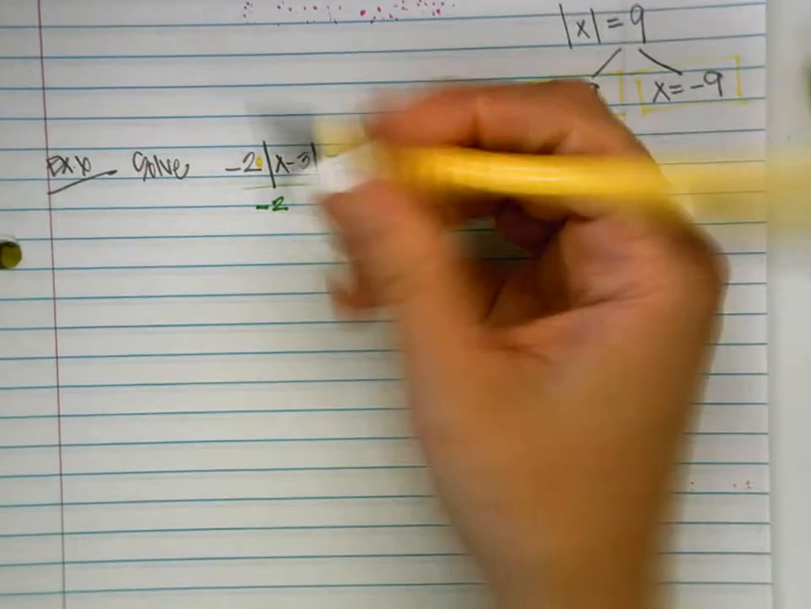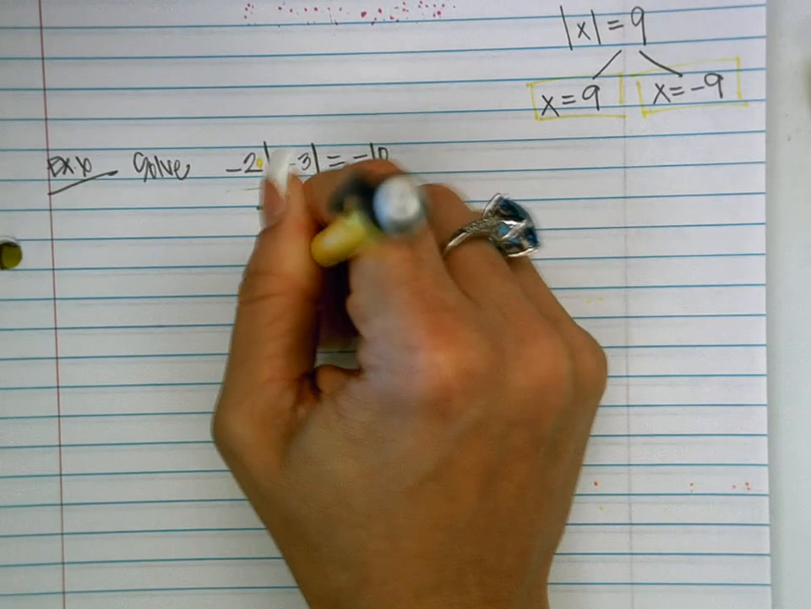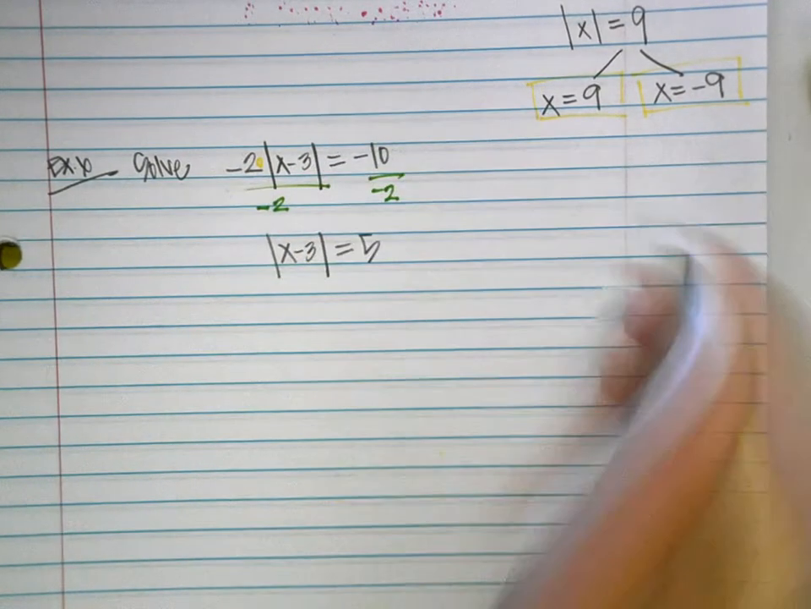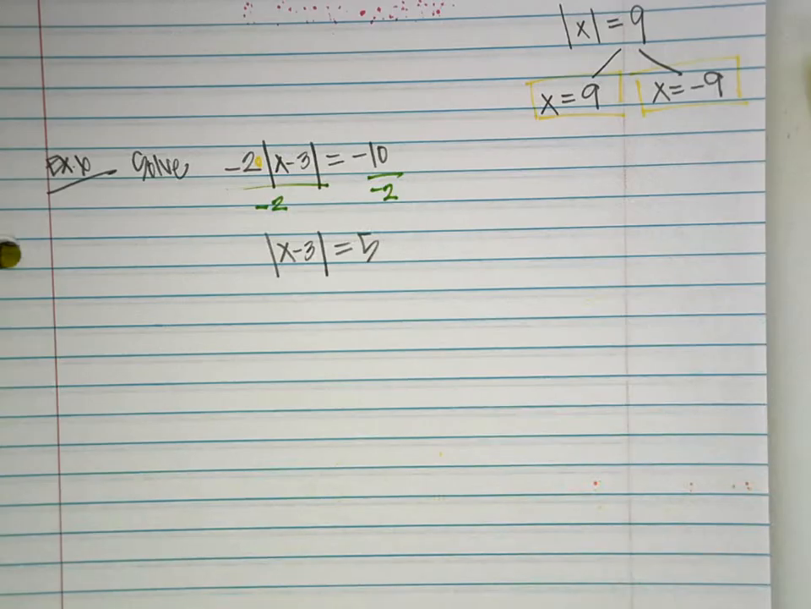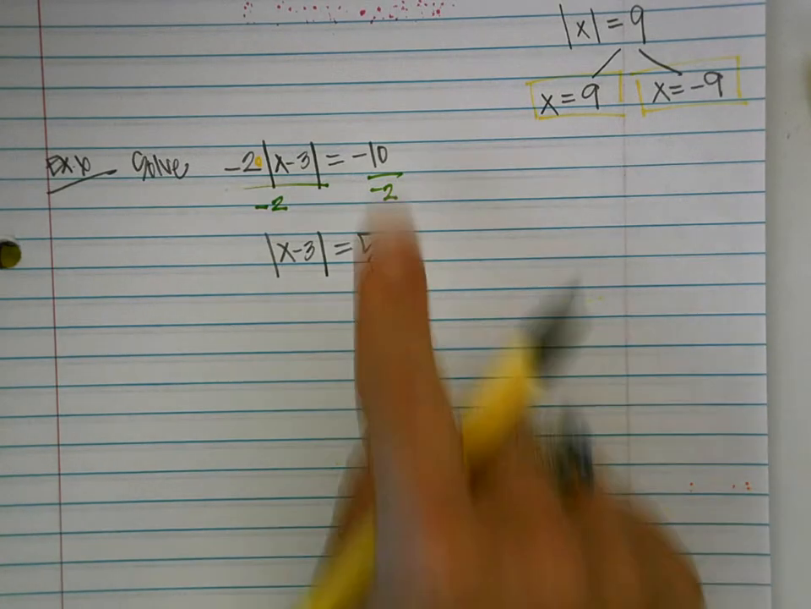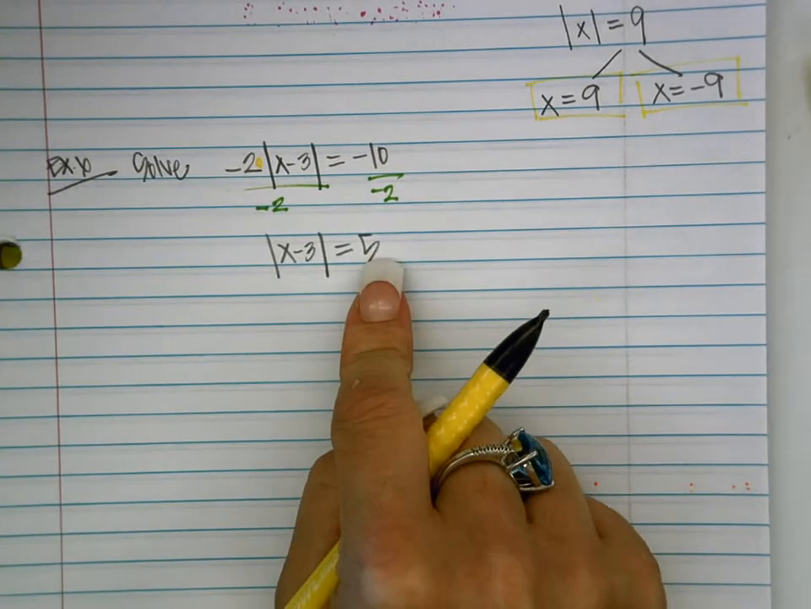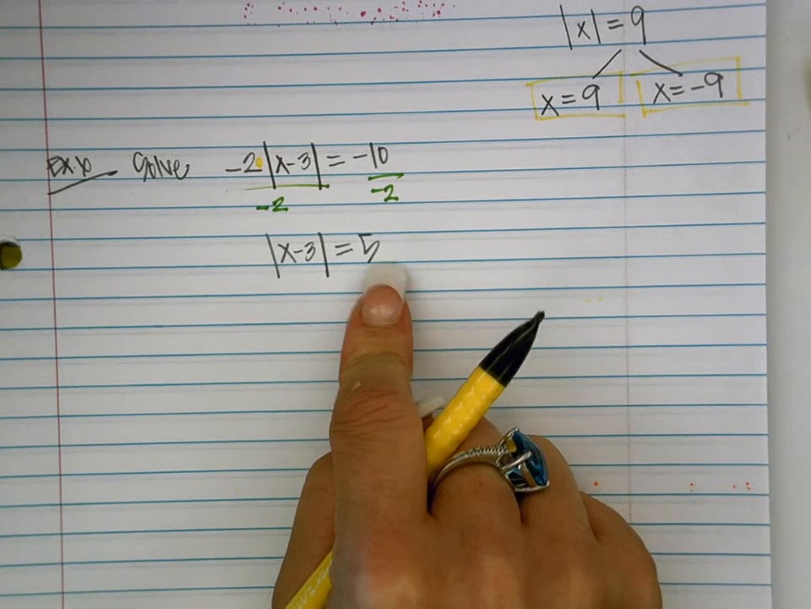You still have the bars. Remember, I do not drop these bars until I'm ready. So you're making 2 equations, you don't drop the bars. Negative divided by negative gives you a positive. So is this no solution? No, you can get 2 answers.